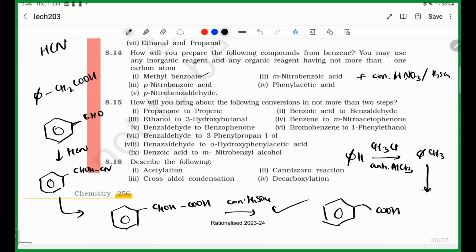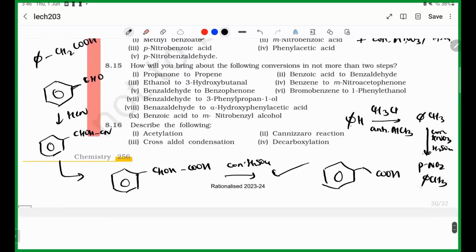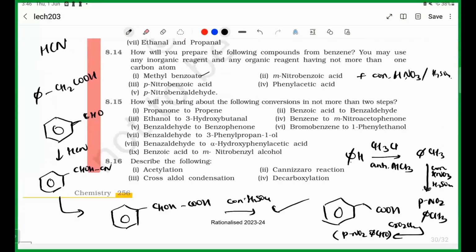From toluene, you can use chromyl chloride, which is a method of preparation given in the textbook. And actually, you can first nitrate. If you use HNO3 and H2SO4, you can get paranitrotoluene, and then after this point, you can use chromyl chloride, CrO2Cl2, and then you can get paranitrobenzaldehyde, right? Okay.